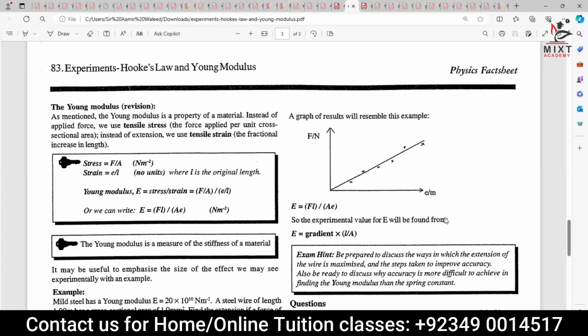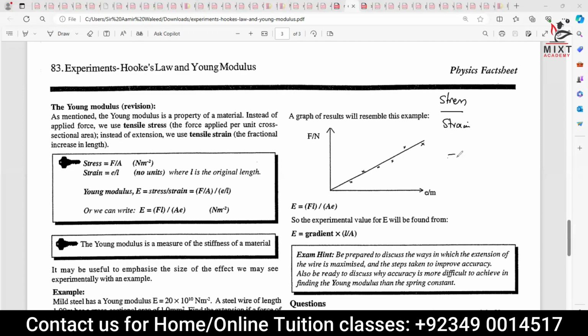Young modulus is a property of a material. It is the ratio between tensile stress over tensile strain. Okay, now let's quickly see what exactly it means. You mean stress divided by strain.